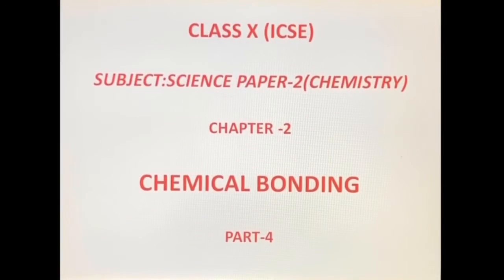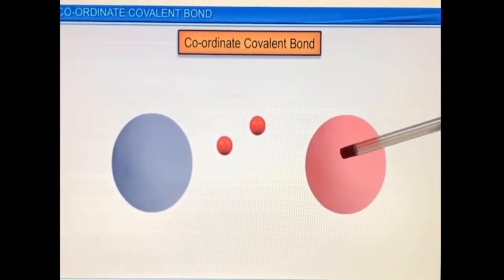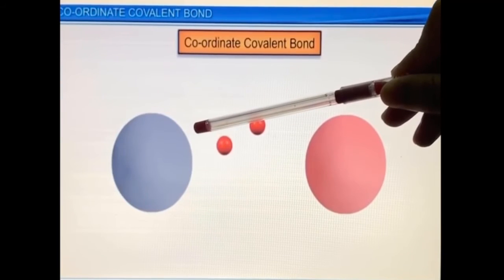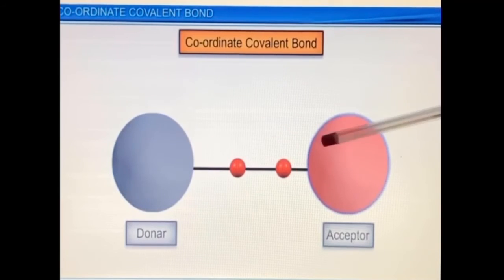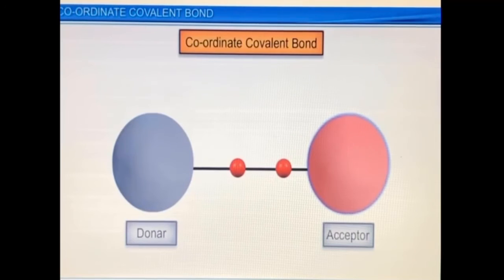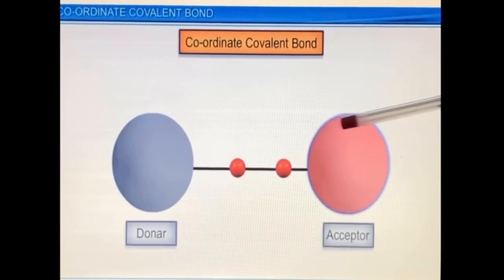The next topic of this chapter is coordinate bonding. A coordinate bond is the bond which forms by unequal sharing of electrons between two atoms, in which the shared pair of electrons is given by one atom to another atom. That is unequal sharing. Both electrons are given by one atom involved in sharing. So the atom which donates electrons in a sharing is known as donor, and the other atom is known as acceptor.